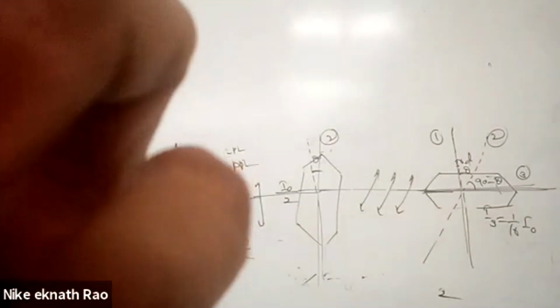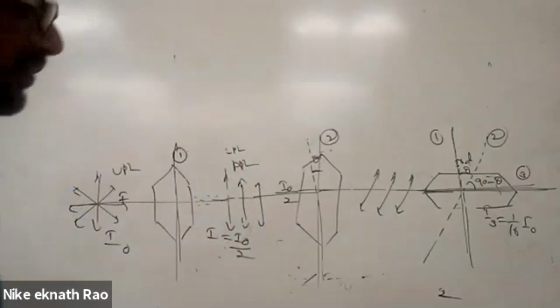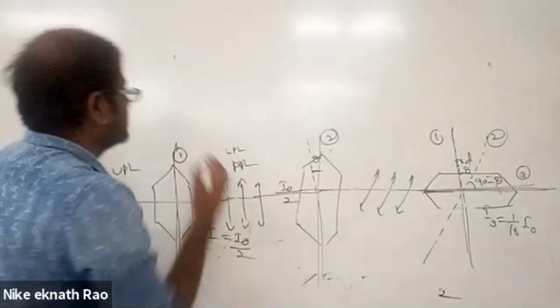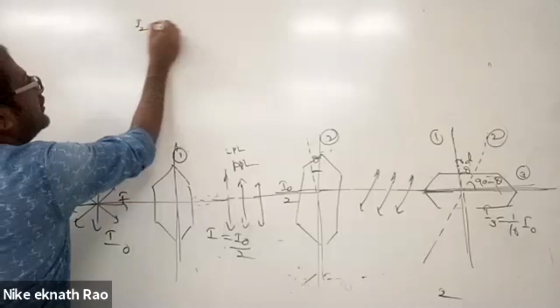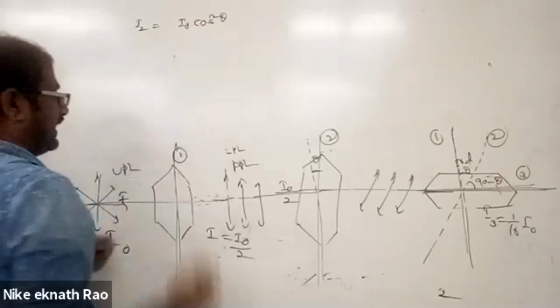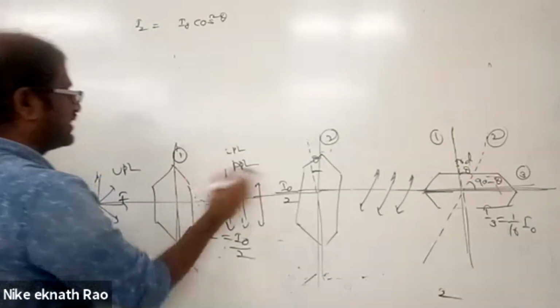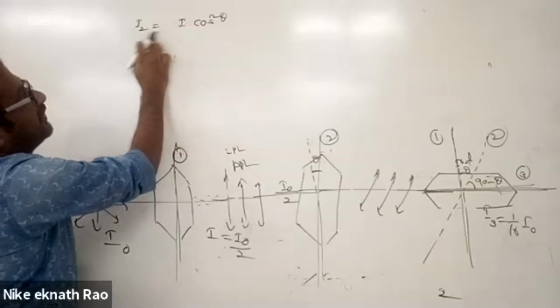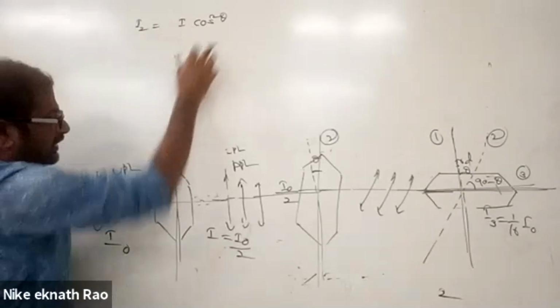Now, come on, tell how to do. Explain it. Intensity of light transmitted through second polaroid is equal to... But I naught value, how much here? This is coming outside. Intensity is I incident cos square theta.